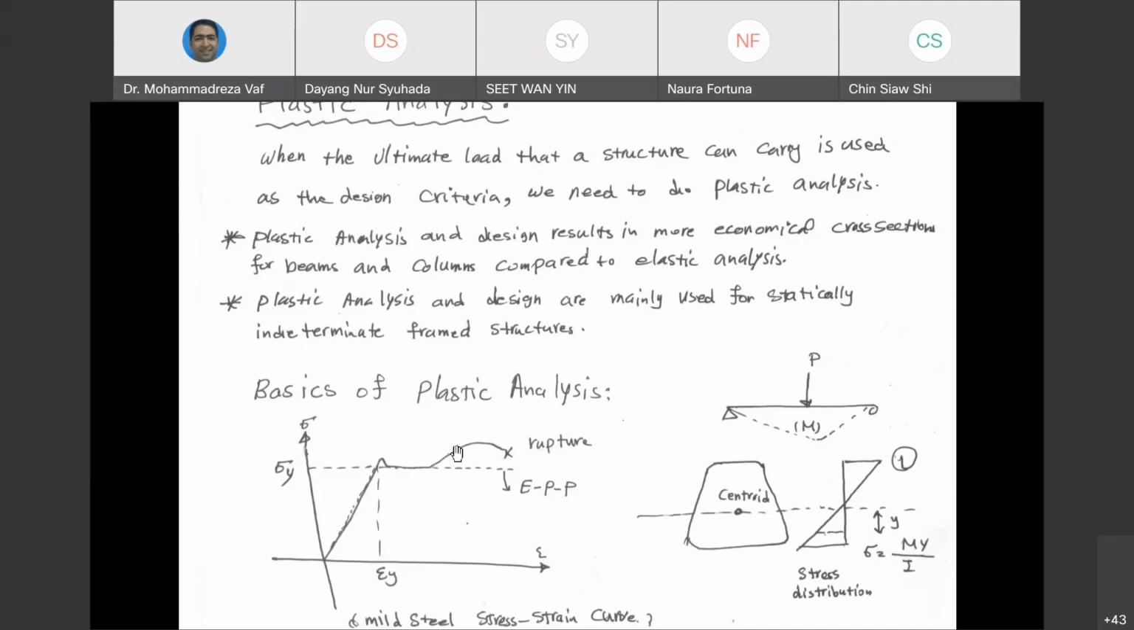And then after that, we have strain hardening, where your steel bar resists the force that you apply, and finally it reaches rupture. So this is basically what we call the stress-strain curve for mild steel.